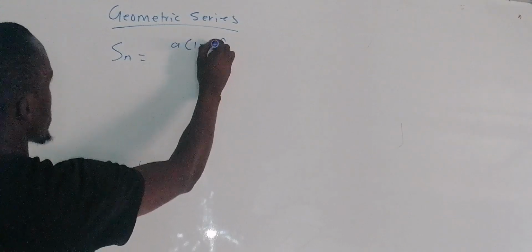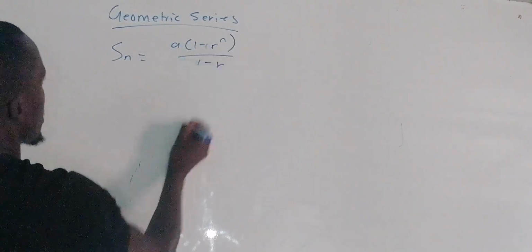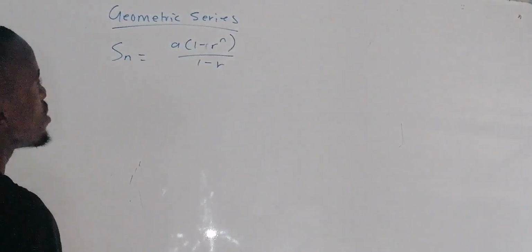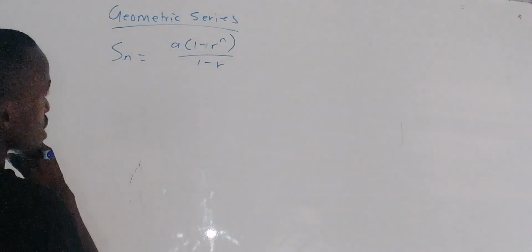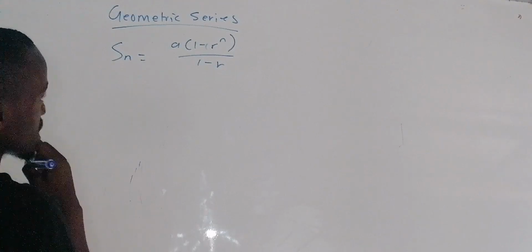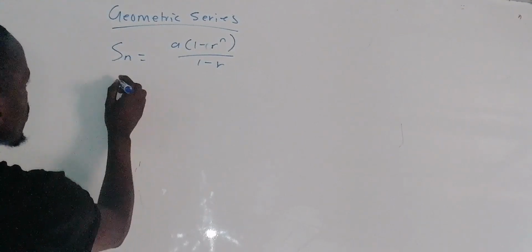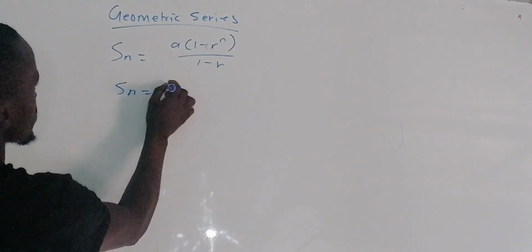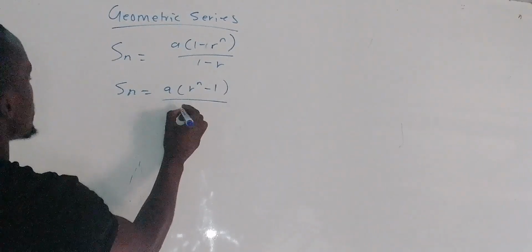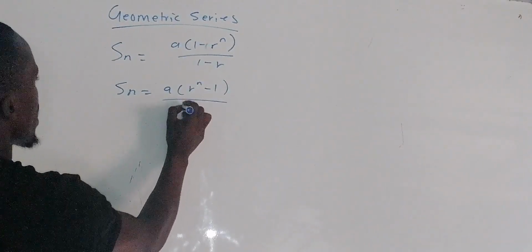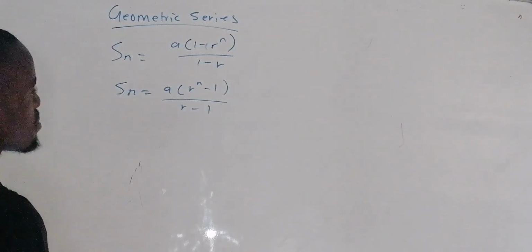This is (1 − r^n) over (1 − r), where a is the first term, r is the common ratio as we know, and n is the number of terms. Or you can write it like this: Sn equals a(r^n − 1) over (r − 1). It's one and the same thing.